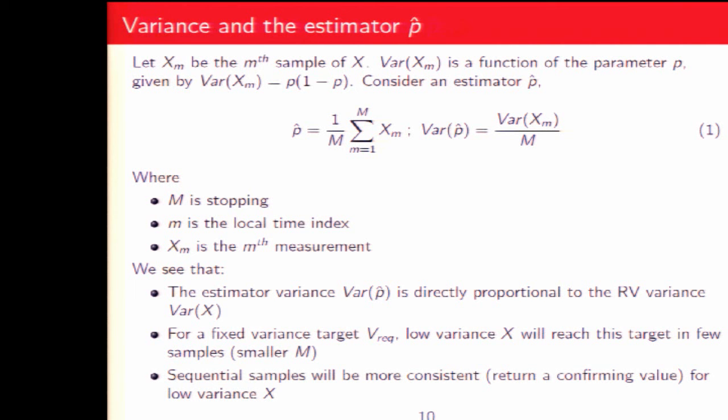Is M a random variable, capital M? In general, yes. M is the stopping time, or, well, technically it's the first crossing time, and I'll define them more carefully in a little bit.